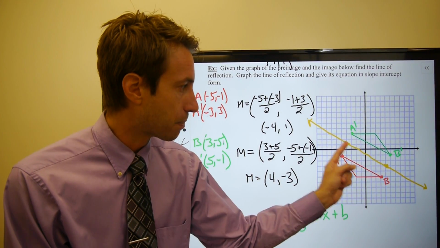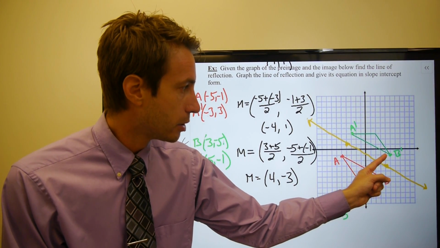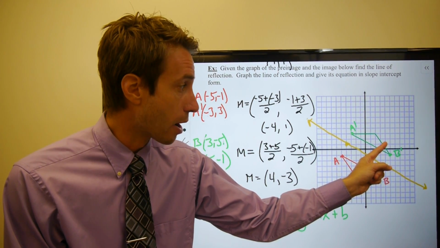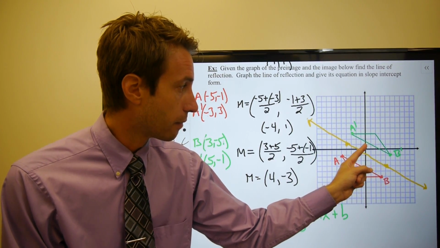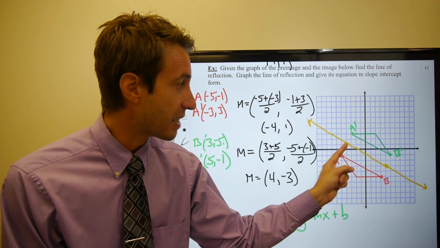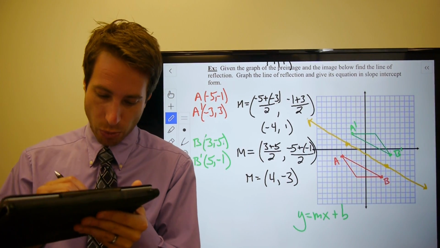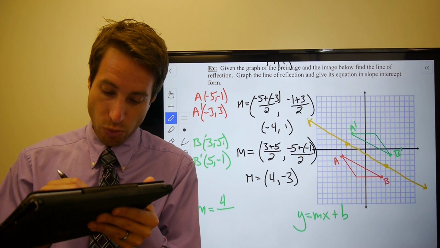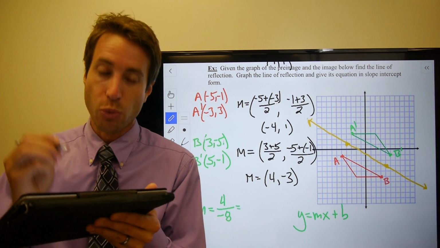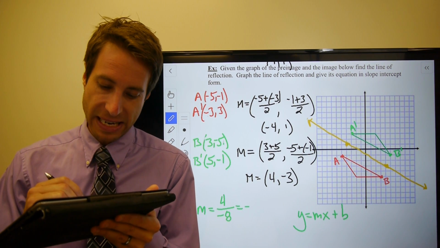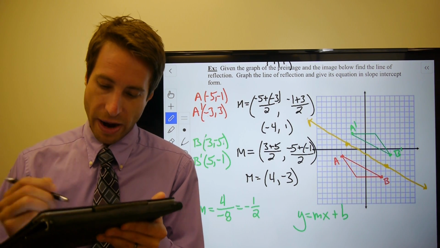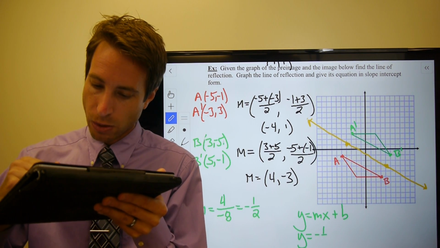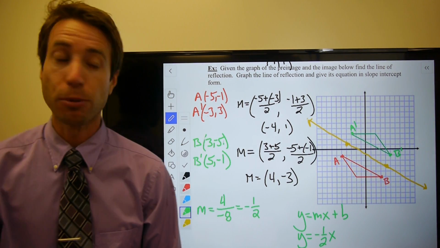First, let me get my slope. From point to point, I'm going up 1, 2, 3, 4. That is a rise of 4, and then a run of 1, 2, 3, 4, 5, 6, 7, -8. So right now I have an m that is a rise of 4 and a run of -8. Reduce that fraction, it's going to be -1/2. So I have a slope, y equals -1/2 x.